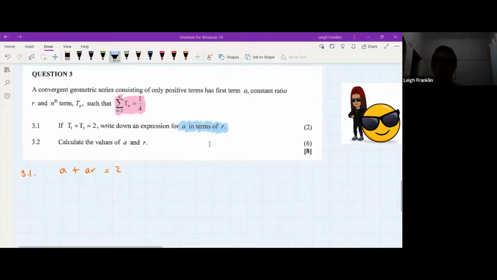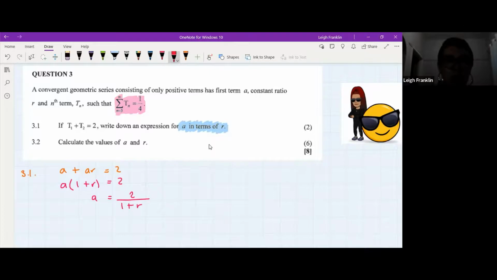When they say to you, express A in terms of R, it means make A the subject of the formula, so that we know what A is in terms of R. And how we do that is exactly as Andile explained. We need to take out A as the highest common factor. This leaves us with A times 1 plus R is equal to 2. And then in order to make A the subject of the formula, we need to divide both sides by the bracket. So that means that A is 2 over 1 plus R.